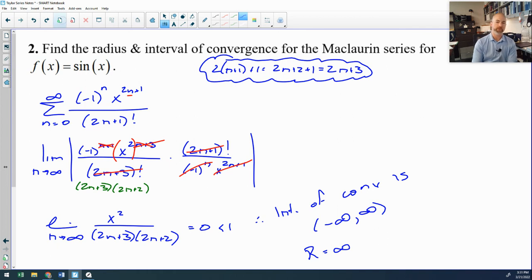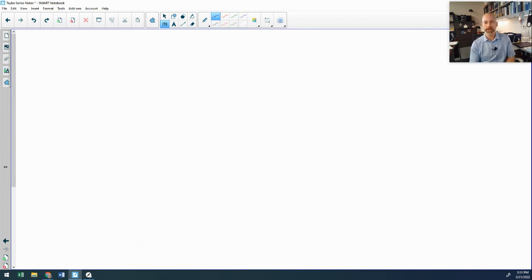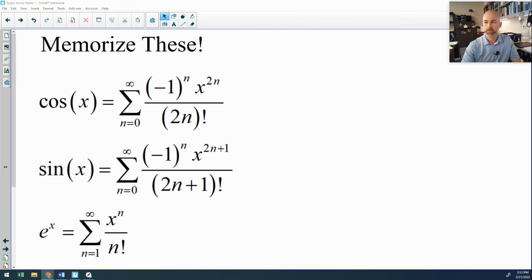And just for the record, I'm going to throw down cosine x right here. So hang on, I'm actually just going to copy and paste it so you can read it more easily. There we go. So there's cosine x. Now let's go ahead and grab sine x and e to the x as well. So those are the big 3 for me.